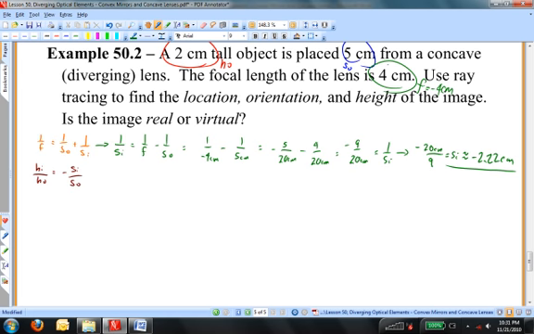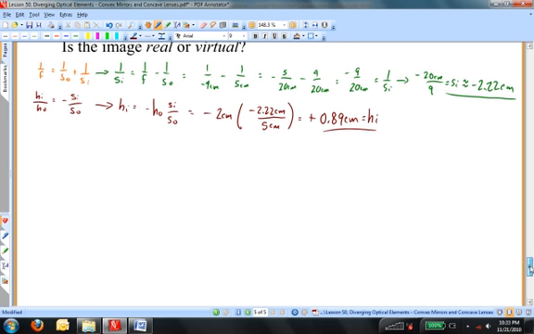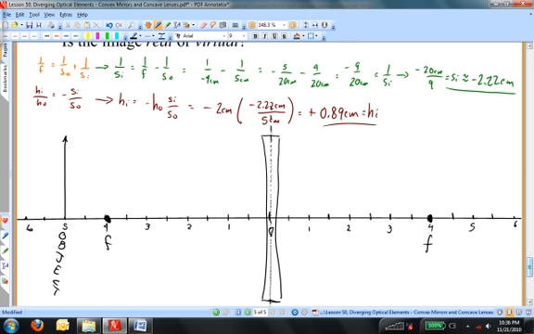Now let's figure out what the image height is going to be. We've solved the magnification equation for the image height. Now we put in the numbers. I find that the height of the image is going to be just under 0.9 centimeters tall. With this in mind, now let's sketch a scale diagram of this situation. So here's my sketching of this situation.